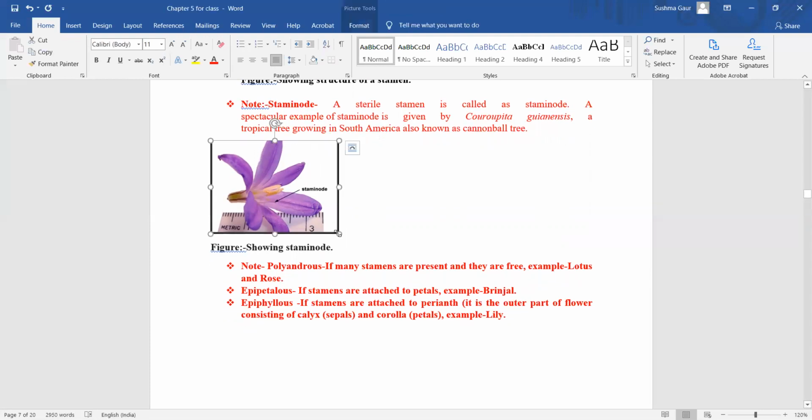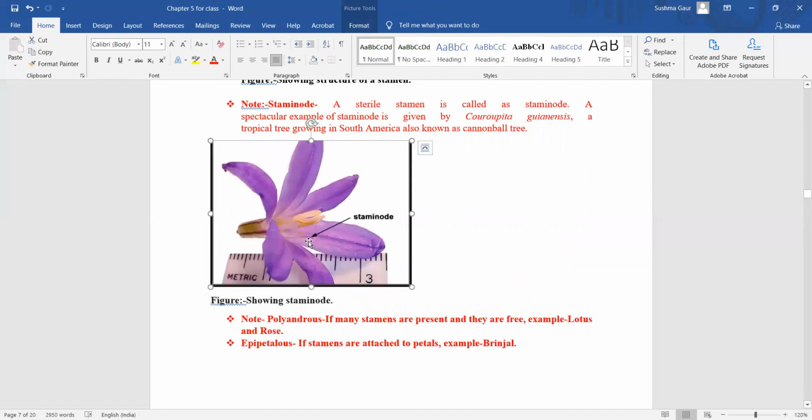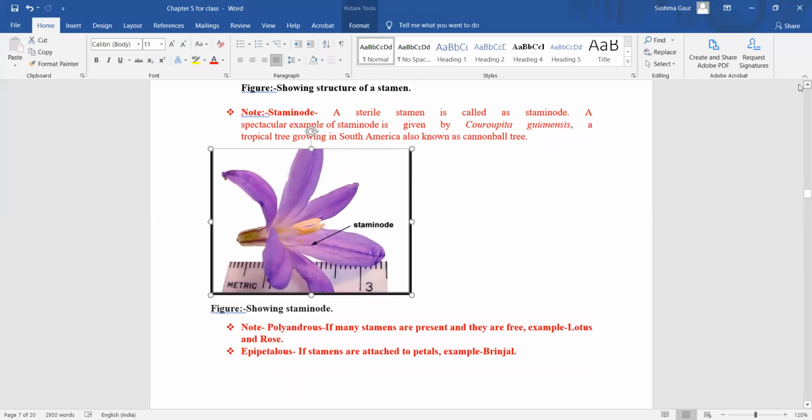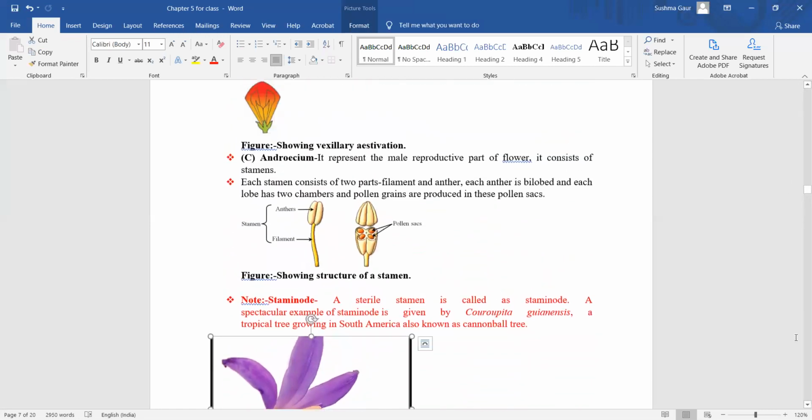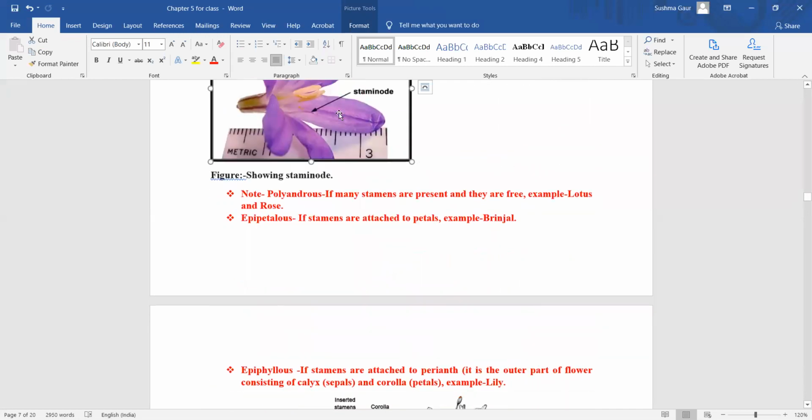This diagram represents the staminode condition where this is a sterile stamen. Yes, the stamen is sterile. This is a stamen that is without that anther portion. Okay, so pollen grain will not be there.